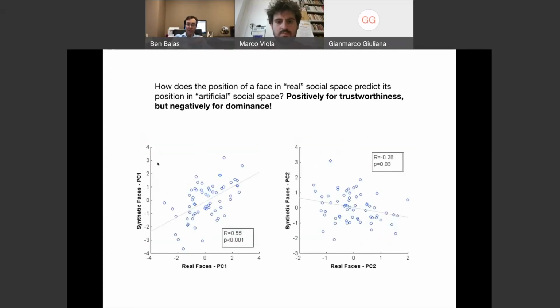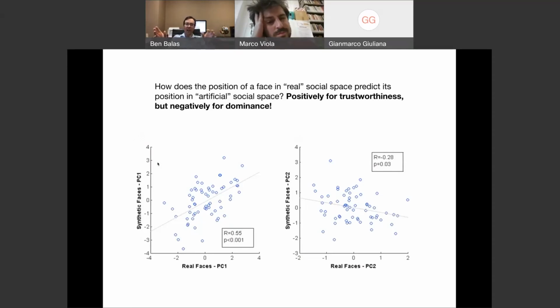I'm going to focus on that second question about position in the face space, because it's sort of the easier one to talk through and show you results about. What we did here is basically ask whether the position of an image in its real social space, the one we created from our real photographs, to what extent was that position correlated with its position in the social space we created from the artificial images?